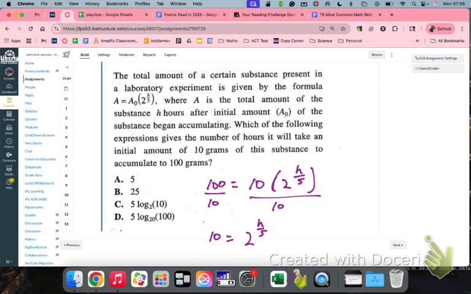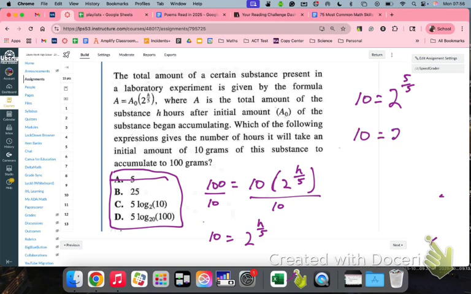If you didn't have any idea how to do that, you could just plug in some of these numbers over here for h and see what you get. So you could take, for example, does 10 equal 2 raised to the 5 over 5 power? So we're putting in 5 for h. It doesn't, so I'm going to rule out A. Could I put in 25 for h? If I do that, this is my equation. Does 10 equal that? It does not. So I can rule out A and B.